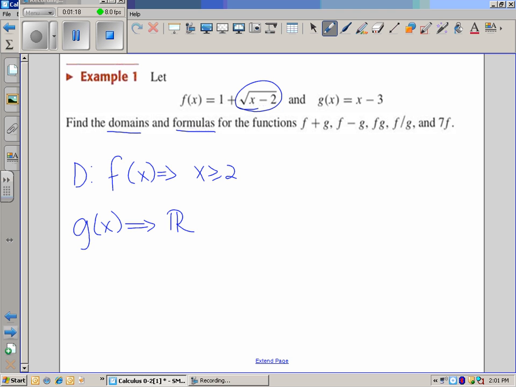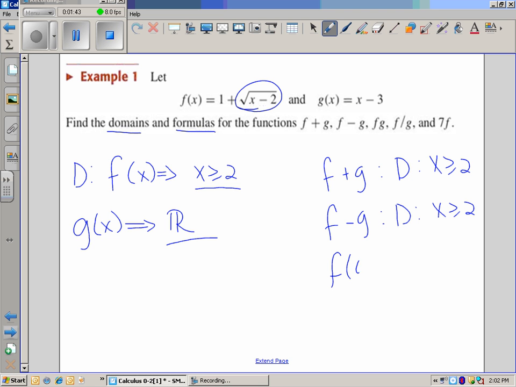So now when we take f plus g, you want to look at where those two overlap, between here and here. The only overlap in the domain is going to be x greater than or equal to 2. Okay? For f minus g, same thing. For f times g, sure, the domain is going to be, again, the same.